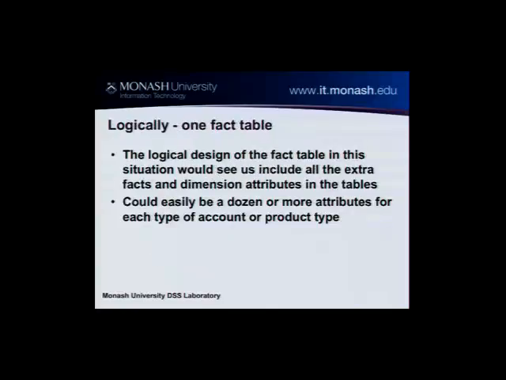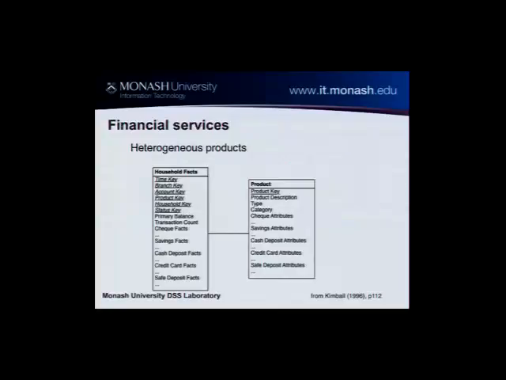So logically, we could design it as a single fact table with a single dimension, but we may end up with dozens and dozens of attributes for each different type of account or type of product, and that can lead to complexity and confusion for the end users. And it might also lead to accidentally including certain types of accounts in queries where you didn't intend to include that information. So this is how it might look if you had everything in one table. Everything in one dimension table and the corresponding fact table. So you'd have all your different checking attributes, all your different savings accounts attributes, and so on, and likewise with the measures in the fact table.